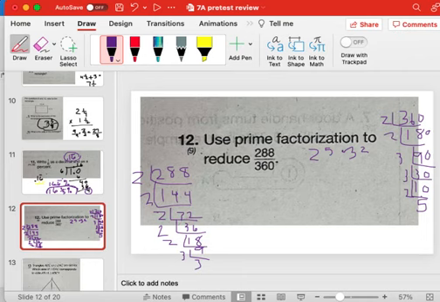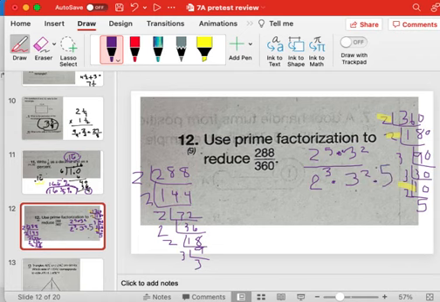Okay, so now I'm going to write this right underneath here. So I'm writing this as a fraction. 288 was 2 to the 5th times 3 squared. 360 is 1, 2, 3 2's. Okay, can everybody see? 1, 2, 3 2's, right? So we're going to say 2 to the 3rd times, how many 3's? 3 squared times a 5. Got it?